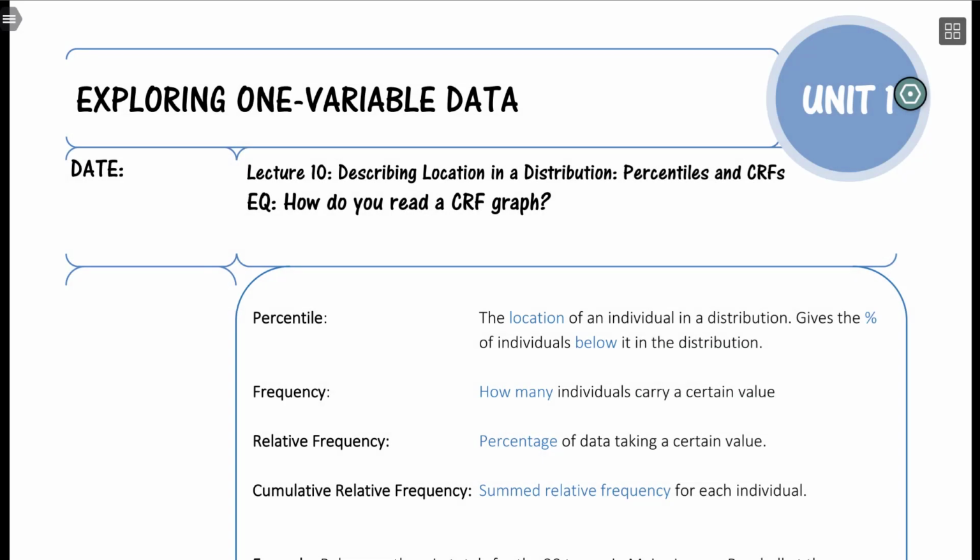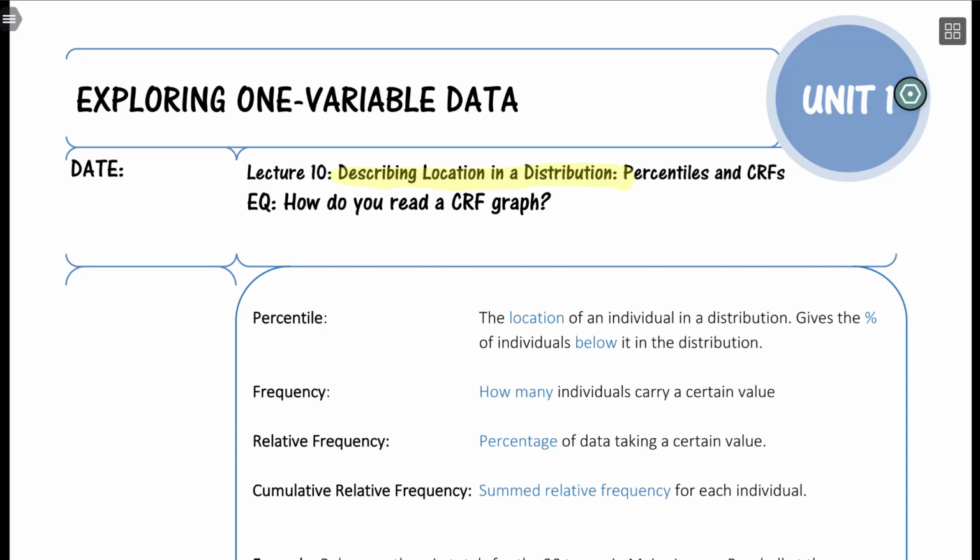Hey everybody, today in continuing with Unit 1, we are now looking at describing location in a distribution. So it's a little bit of a shift. We're going to talk about how individuals relate to each other in a distribution by looking at their location. And we'll find a way that we can describe the entire distribution by doing that with a graph of location in a distribution in what's called a cumulative relative frequency graph, or CRF.